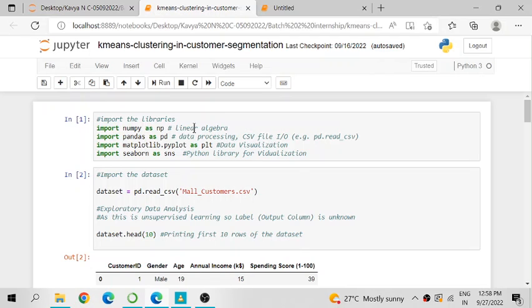Okay, so that is what we have for today's session. I'll upload this data set in the Google Classroom, and you can download this data set and try to implement the same algorithm for this data set and try to differentiate the clusters.